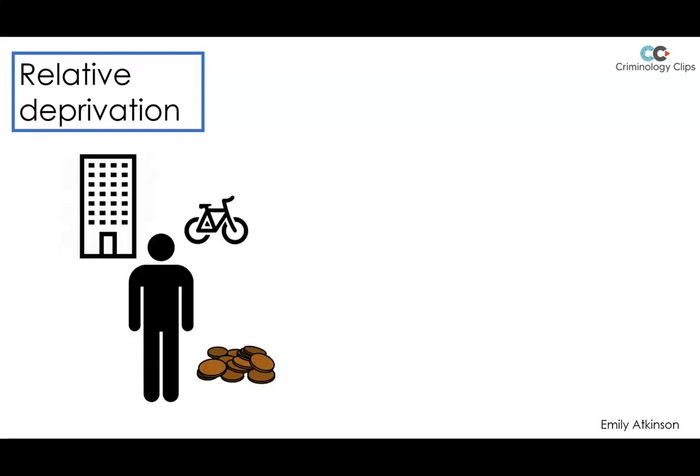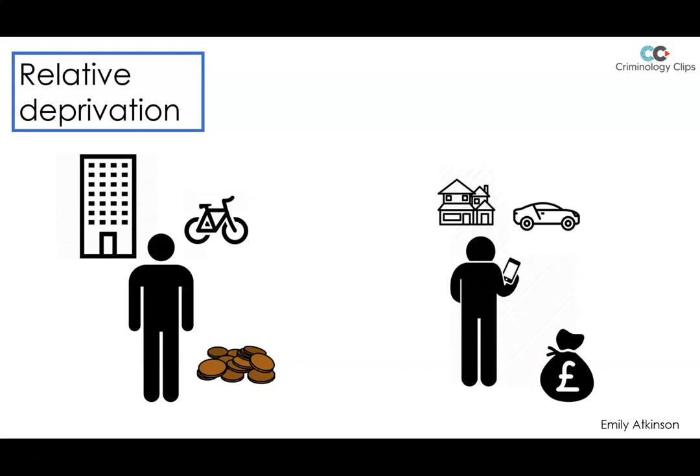So for example, the person here is not deprived, they're not lacking the essentials. However, if you compare this person to the one on the right, you can see that they might be considered relatively deprived. They don't have the big house, the flash car, or the mobile phone. And this can lead to crime when people resent others unfairly having more than themselves, and they resort to crime to try and obtain what they think they should be entitled to.